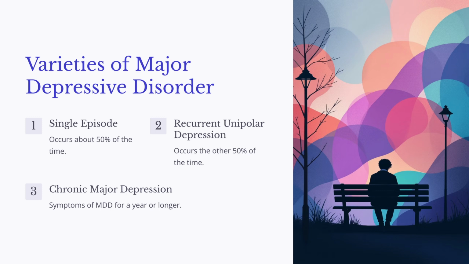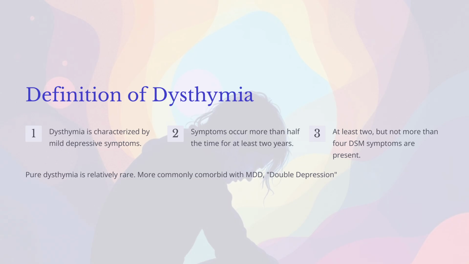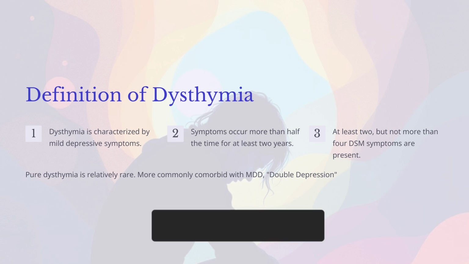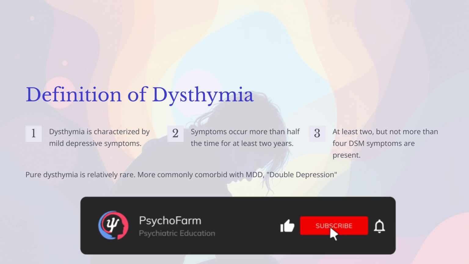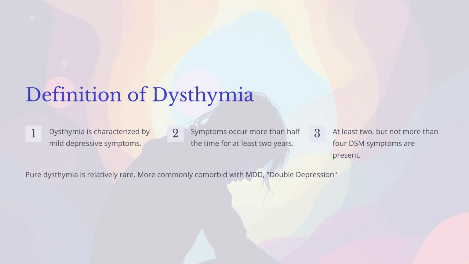As I mentioned here, the core distinction I'm making is dysthymia versus major depressive disorder. And in DSM-5, dysthymia is also called persistent depressive disorder. So the definition of dysthymia is mild depressive symptoms, typically at least 2, but not 4, of the DSM symptoms. And the symptoms occur for more than half the time for at least 2 years, and there's never a euthymic period lasting more than a month.